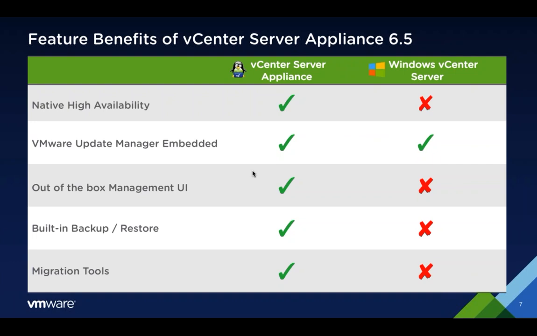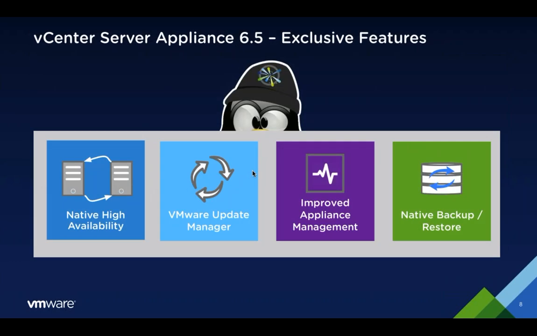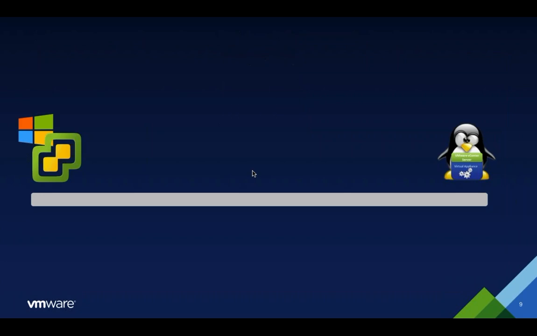And last but not least, we actually give you a path to go from a Windows vCenter server 5.5 or 6.0 to the appliance. Again, just to drive the emphasis home, all these features are specifically for the appliance and not on Windows. Let's jump in and talk about migration.